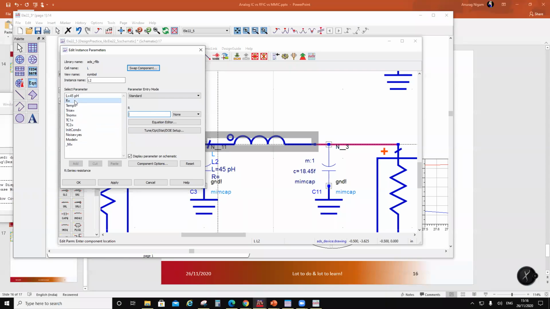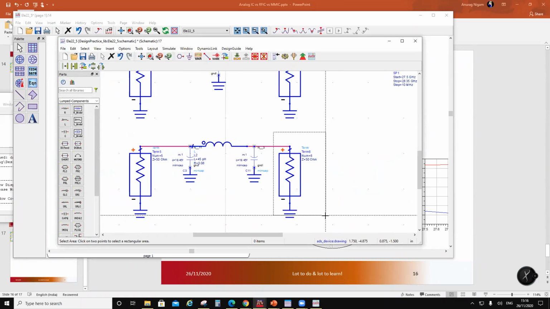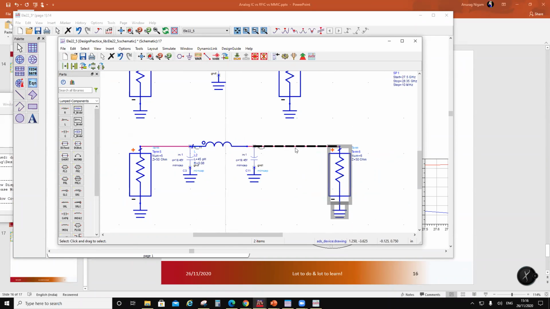Okay, let's put a loss of 0.08 or something. It's going to come with a loss. Okay, now I'm going to put here a coupling cap. So I want a large capacitor here.